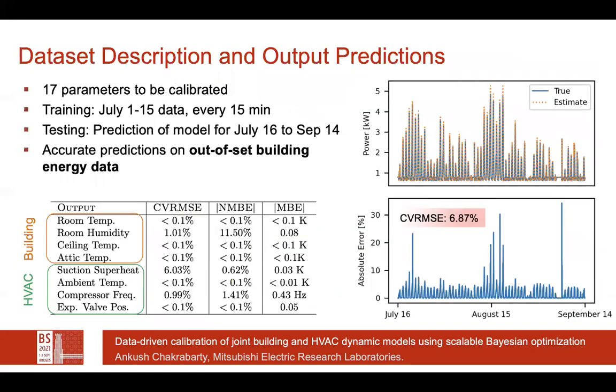Our calibration task involved trying to estimate 17 parameters, 9 of which are building, the rest are HVAC. We have a training set built from data collected every 15 minutes in the first 2 weeks of July. And then July 15th all the way to September 14th is when we test that data using our calibrated model. The bottom left table shows that the output errors using the calibrated model are all within ASHRAE limits for a variety of outputs, such as temperatures, humidities, suction, superheat, compressor frequency, etc. So both HVAC and building outputs.